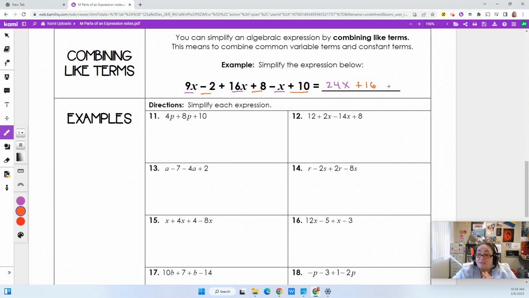We're going to look at what is similar that we could combine. And if we look at this first problem, number 11, we go, okay, well, we have two values that have p, right? Because they have that same variable, we can add those together, and we just add their coefficients. We'd add 4 plus 8, which is going to give us 12p. Now, this 10 doesn't have anything that can be added to it, right? It's the only constant that we have. We don't have other just plain old numbers there. So our whole thing would just become 12p plus 10.